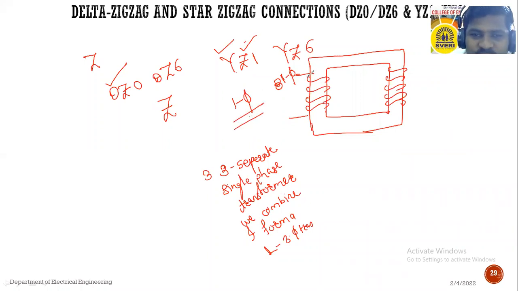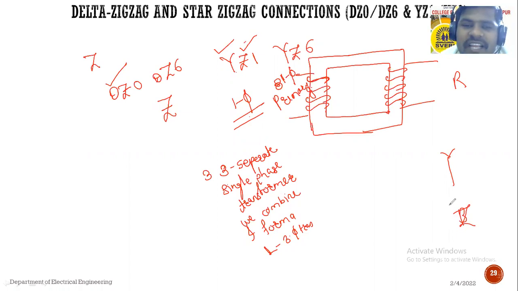So this single phase transformer will consist of one winding on the primary side and one winding on the secondary side. Whether it is star connected or delta connected, this is the transformer for R phase, similarly the Y phase transformer, and similarly the B phase transformer. Each phase will contain one primary winding and one secondary winding. See, this is in case of delta delta, star star, star delta as well as delta star.